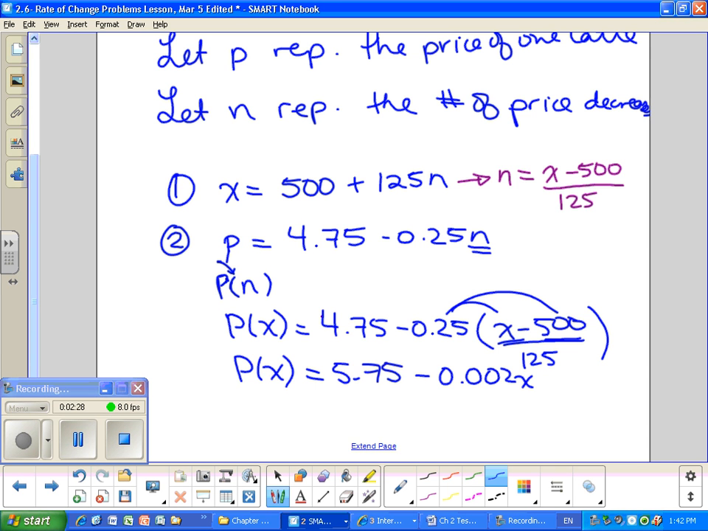0.002x. So where does the 5.75 come from? That last distribution. If you multiply this and divide it by 125, you get 1, and then 1 plus the 4.75, because those are like terms.